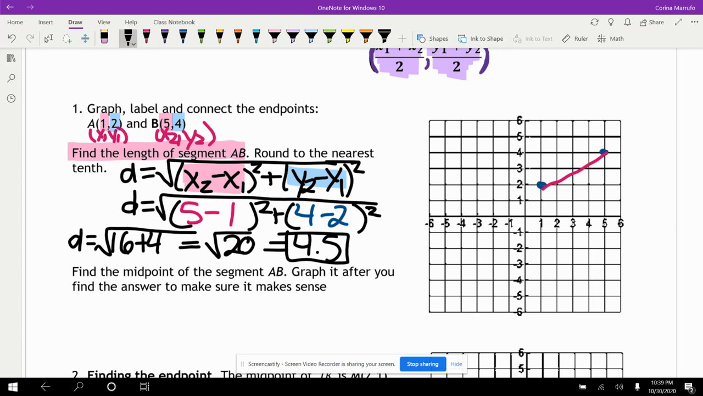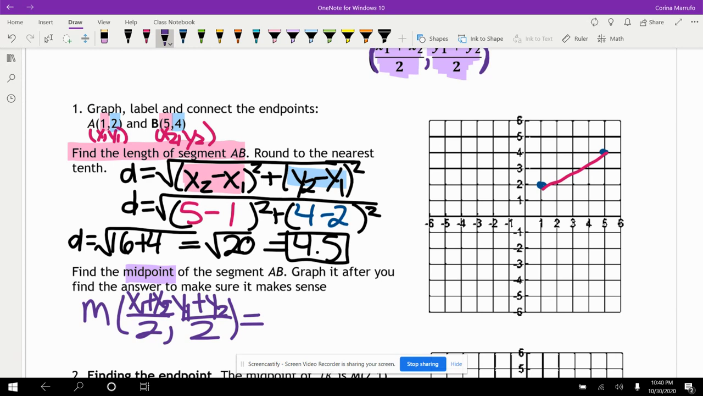Okay, the next one says, find the midpoint of line segment AB. Graph it after you find the answer to make sure that it makes sense. Okay, so we're going to go ahead and find the midpoint. So we're going to use a midpoint formula. And remember our midpoint formula, I'm going to put an M here for midpoint, is we add our x values, x1 plus x2. And then you divide by 2, and then you do the same for your y values. You add your y values, y1 plus y2, and you divide by 2.